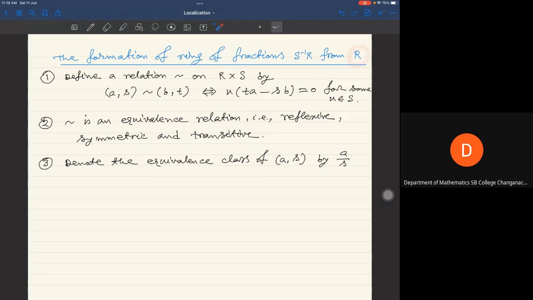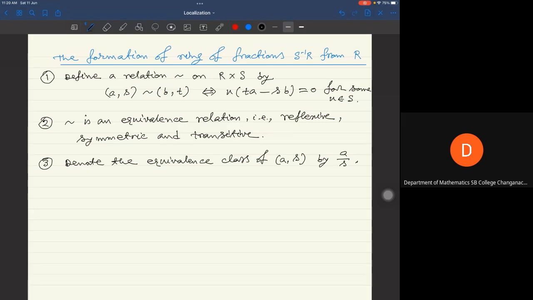Now we are forming another ring, and that we call the ring of fractions. So how are we forming that ring of fractions? We are just trying to invert all elements of S. Okay, so this is the way. You have this equivalence relation, and then the equivalence class of this ordered pair you denote as a by s.